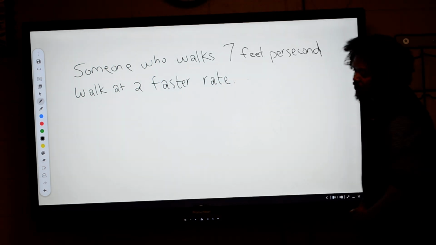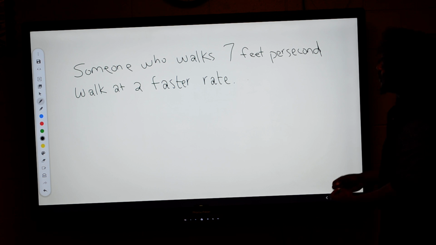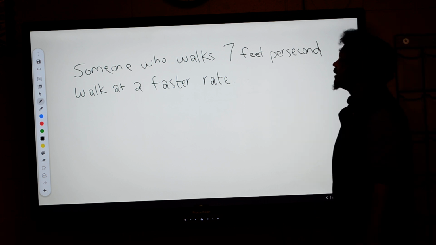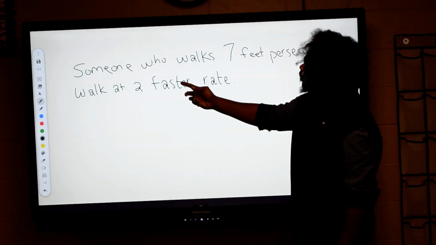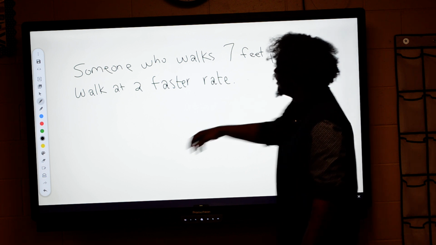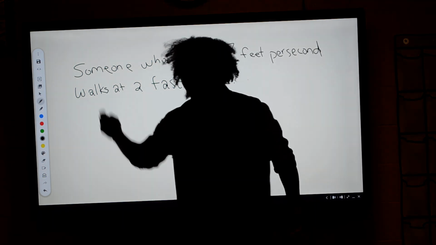All right, so for each one of your problems, you need to solve it, show your work, and then give me a complete sentence. Here's your example. Someone who walks 7 feet per second walks at a faster rate.